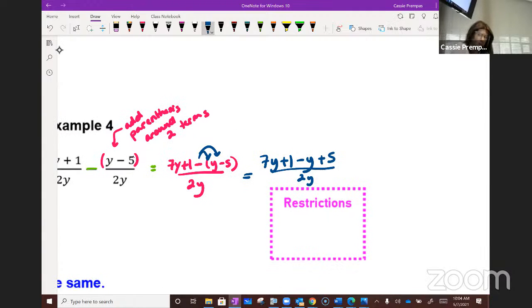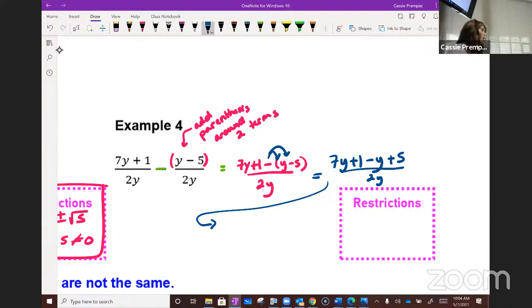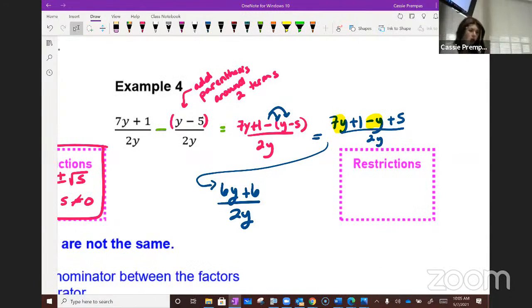Wait, wouldn't it be like negative 7y? So the 7y, there's no negative in front of it, so I don't have to change it. But if there was, I would have to change it. But 7 comes first, so I don't have to change the sign. It's really the one that comes second that we have to distribute the negative to. Yeah, but since there's not one in front of just the y, wouldn't that be 6y? Oh, you're saying we can simplify? You're so right. I'm not done. So you're right. 7y minus y will create 6y plus 6 over 2y. Is this expression fully simplified? No. What can I reduce?